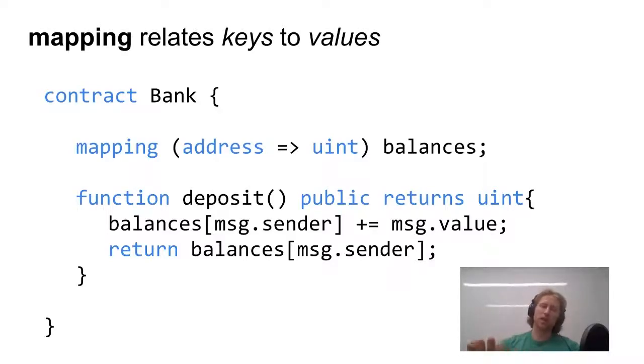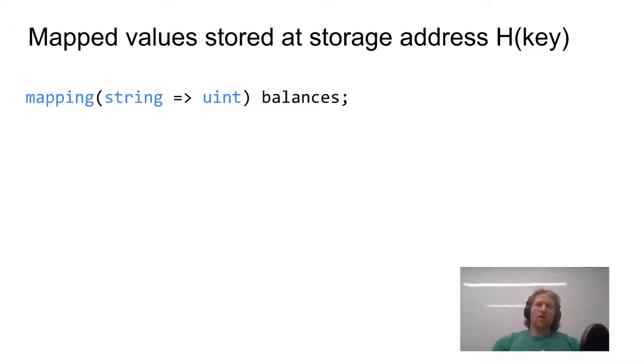So basically this allows the user to send some money to the contract, and then they'll make a note of it in this balances map that records that that user's balance has just increased. So how is this implemented? It's important to actually dive in under the hood and see how mappings are implemented, because it does have some implications for how you can actually use them.